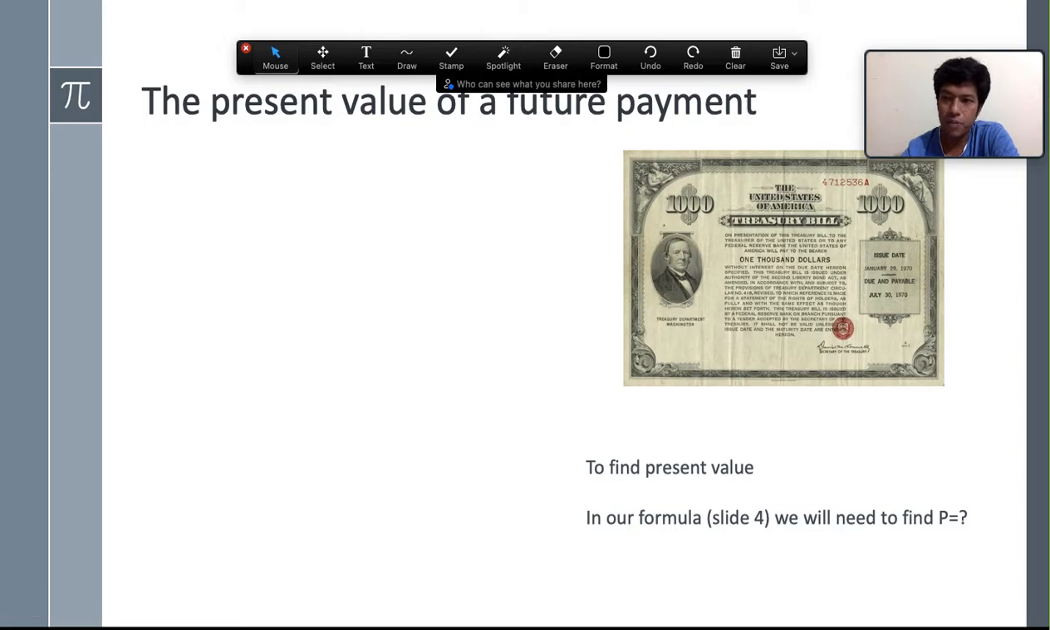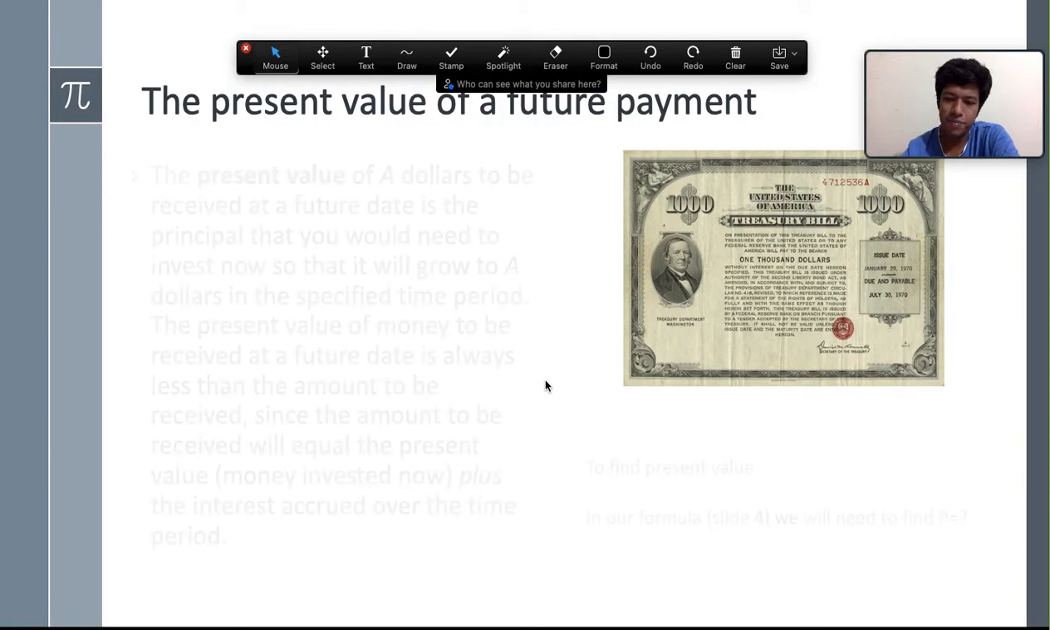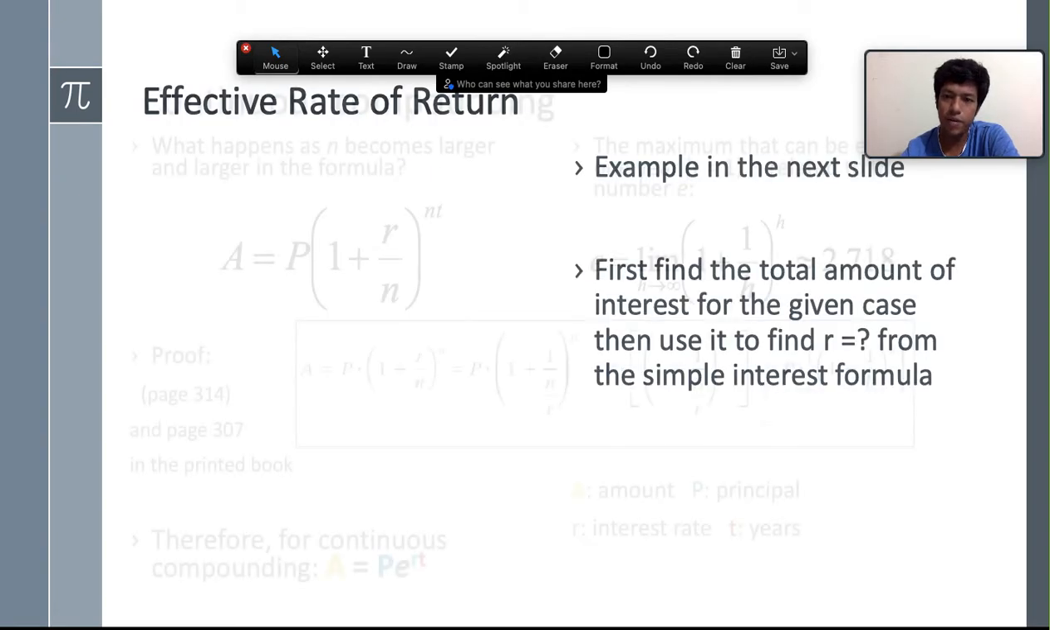Present value of the future payment. This is a fancy way to say: find out P equal to what if A is given. The present value of dollars to be received at a future date is the principal that you will need to invest now that would grow to A in this specific time period. Look, let me show you. What the concept is saying is, let me go back.